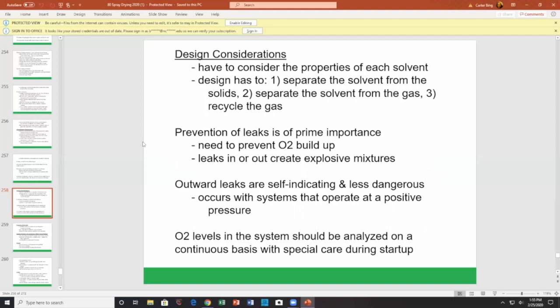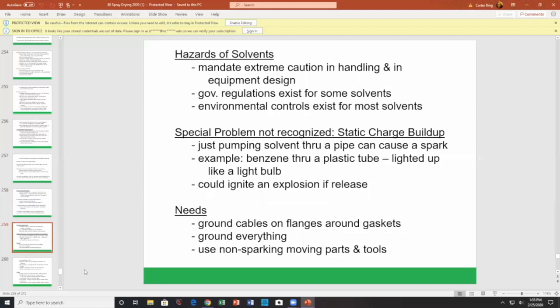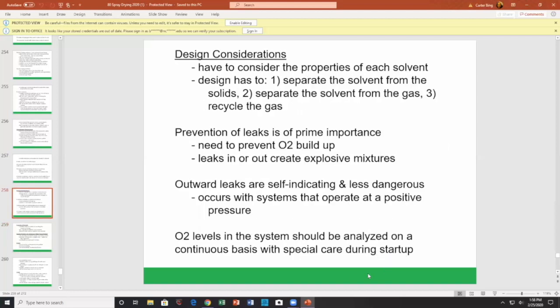Design, okay. Take a look at some design. You have to consider the properties of each solvent. Design, separate the solvent from the solids, separate the solvent from the gas, recycle the gas. Need to prevent O2 buildup, leaks in or out create explosive mixtures. Outward is self-indicating, less dangerous. You don't want buildup of oxygen, it's a big one. Outward leaks are self-indicating, less dangerous, occurs with systems that operate with positive pressure. Oxygen levels should be analyzed on a continuous basis with special care during startup. Startup, right? The whole bloody thing is filled with air, right?